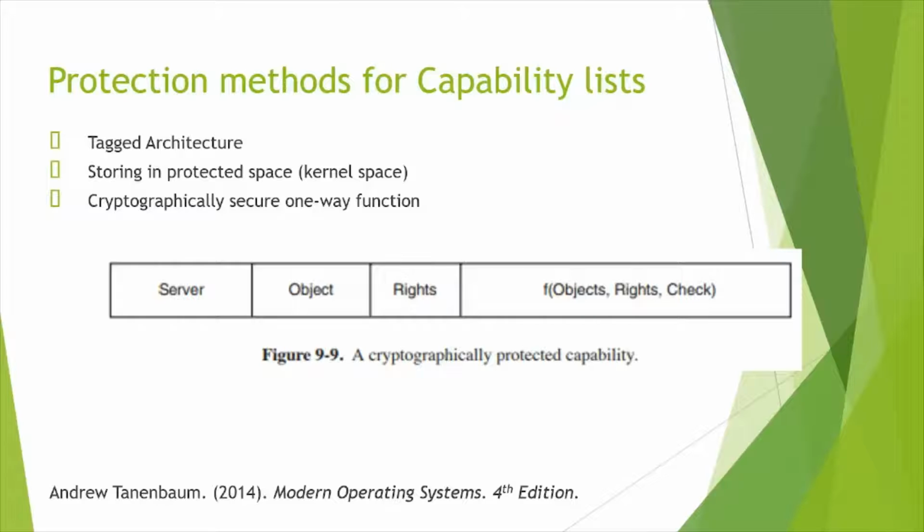Another way would be to store the C list in the kernel space, and this means that a user or a program can't modify that list unless they have kernel access. And when the list is needed, it is just retrieved from the kernel.